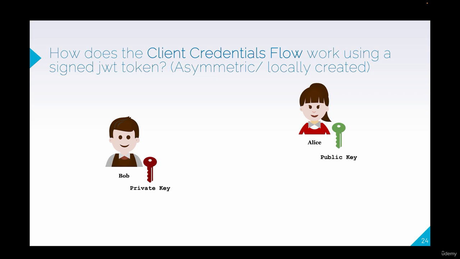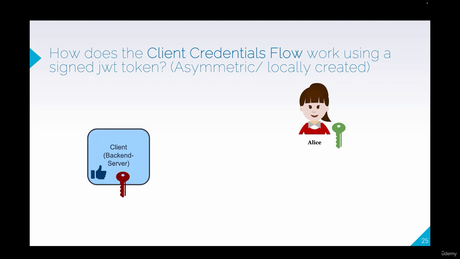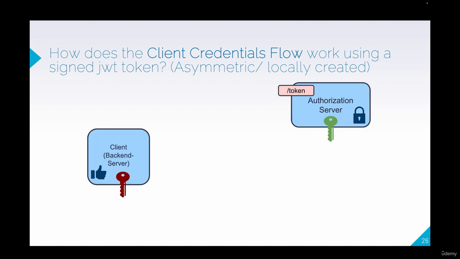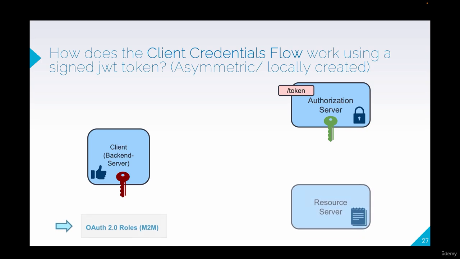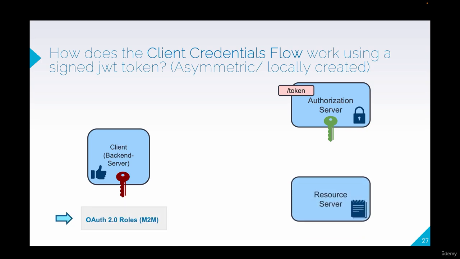Again here, we have Bob and Alice. Bob holds and secures a private key, while Alice holds the corresponding public key. Bob represents the OAuth 2 client, and Alice is the OAuth 2 authorization server. Also the resource server to complete the OAuth 2 roles for this flow.